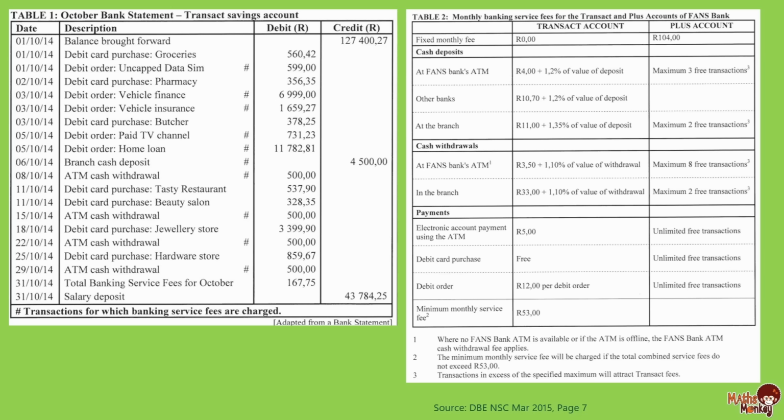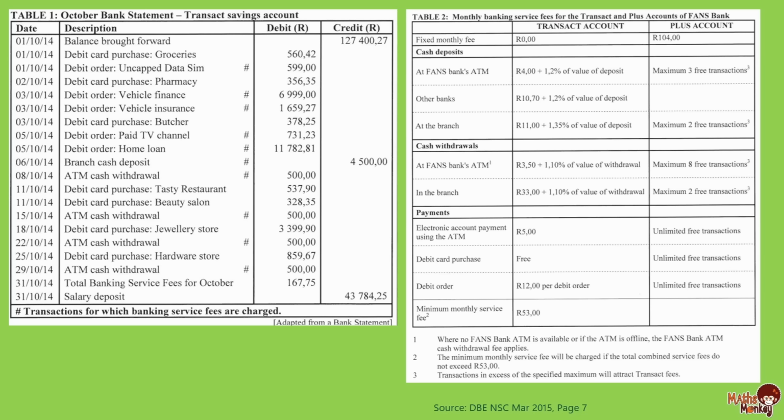And then at the bottom, there's a hashtag. It says transactions for which banking service fees are charged. So this ultimately is telling you that all of the values that you see with hashtags have a banking charge attached to that transaction. Remember I said in the beginning, some transactions you pay for and some you don't have to pay for. So they're basically telling you with the hashtags that these are the ones that the customer, or the account owner, has to pay for.